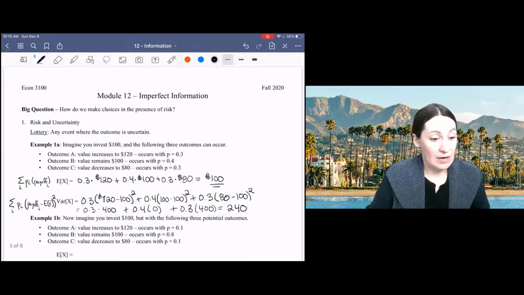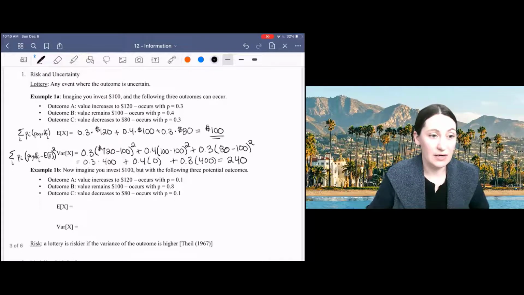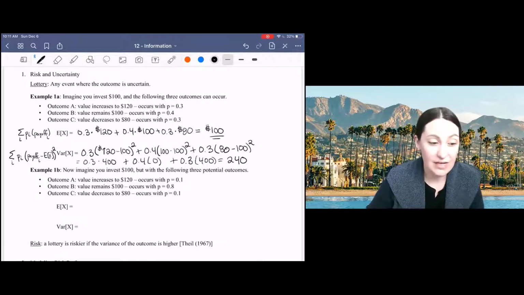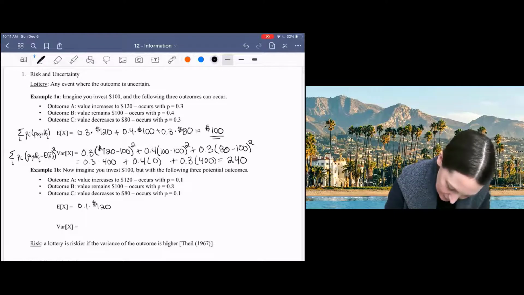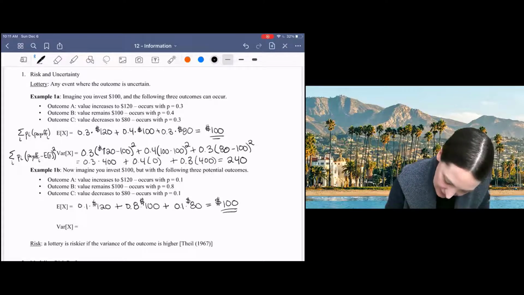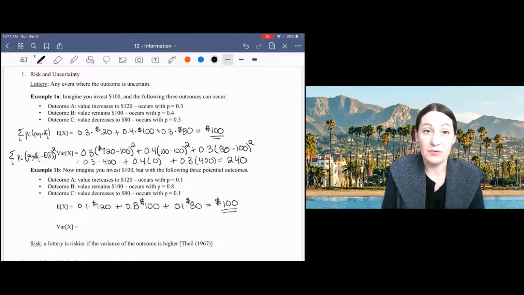Okay, so let's compare this first lottery then to another investment where we can invest $100. And you'll notice that the potential payoffs here are the same, but the difference is the probability of those payoffs. So here we have $120 with a probability of 10%, $100 with a probability of 80%, and $80 with a probability of 10%. So if we calculate the expected value, we've got 12 plus 80 plus 8, which again gives us an expected value of 100. Okay, so it has the same expected value as the other lottery. If we were to repeat this investment over and over and over again, on average, we would end up with $100.